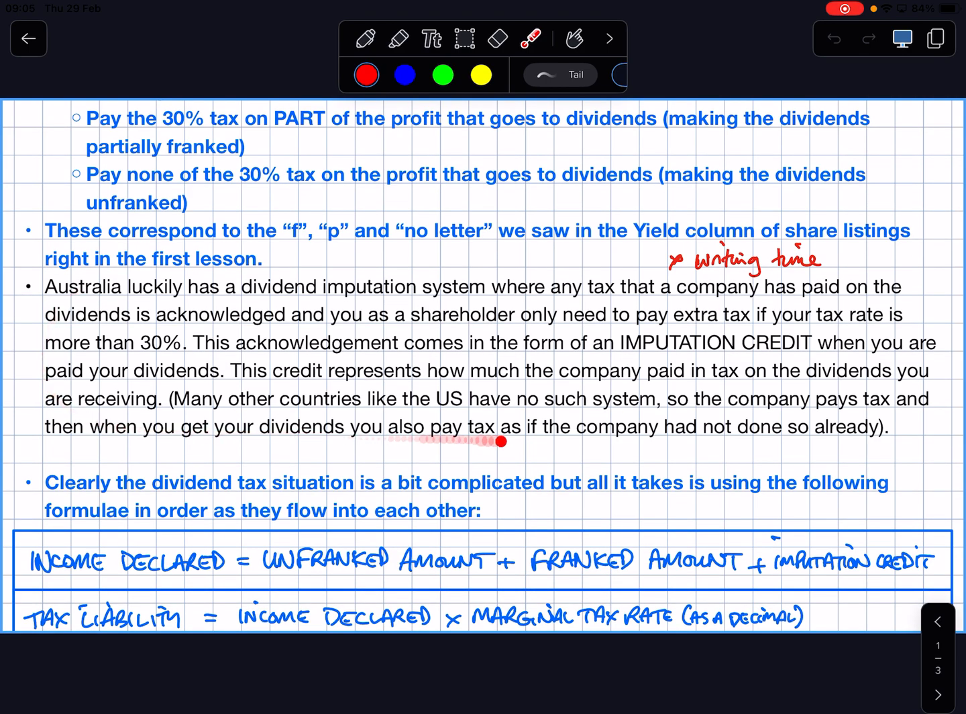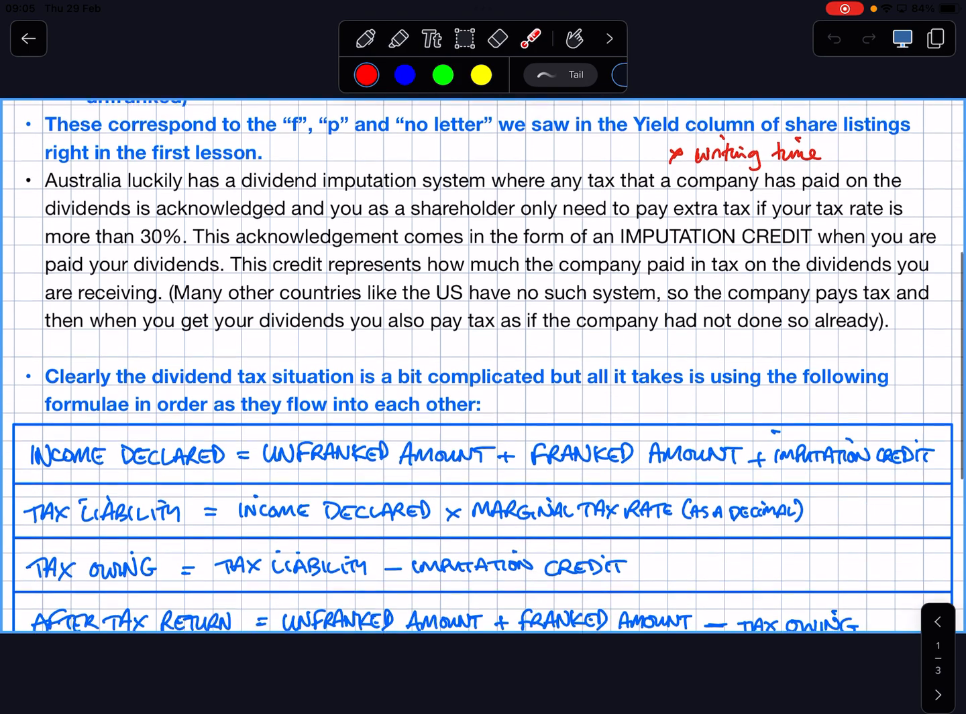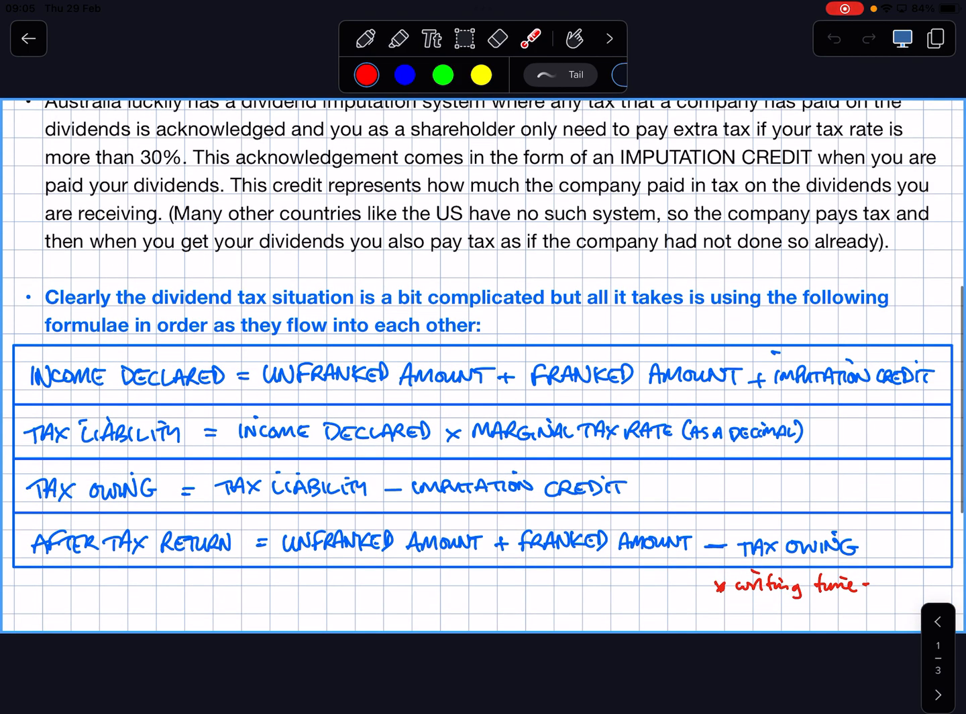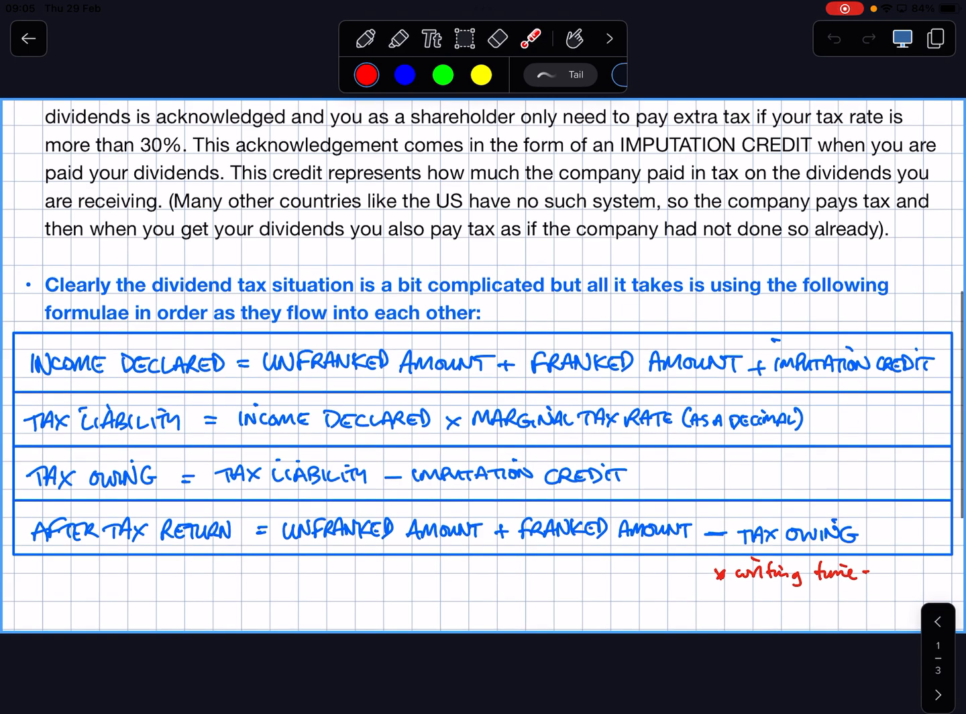Clearly, because of all of this detail, the dividend tax situation is a bit complicated, but trust me, all it takes is using the following formulae in order as they flow into each other. Before I give you time to write these up, can you see how they flow into each other? The income declared comes from given information.